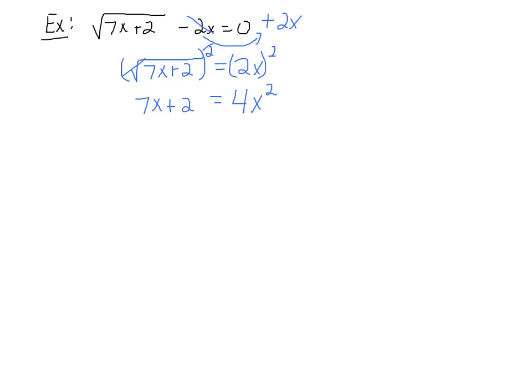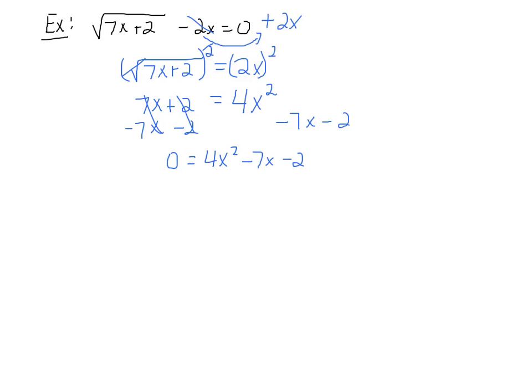Okay, so you have 7x plus 2 equals 4x squared. So we need to get everything on one side, so we're going to subtract the 7x and subtract the 2 over here. So we have 0 equals 4x squared minus 7x minus 2.